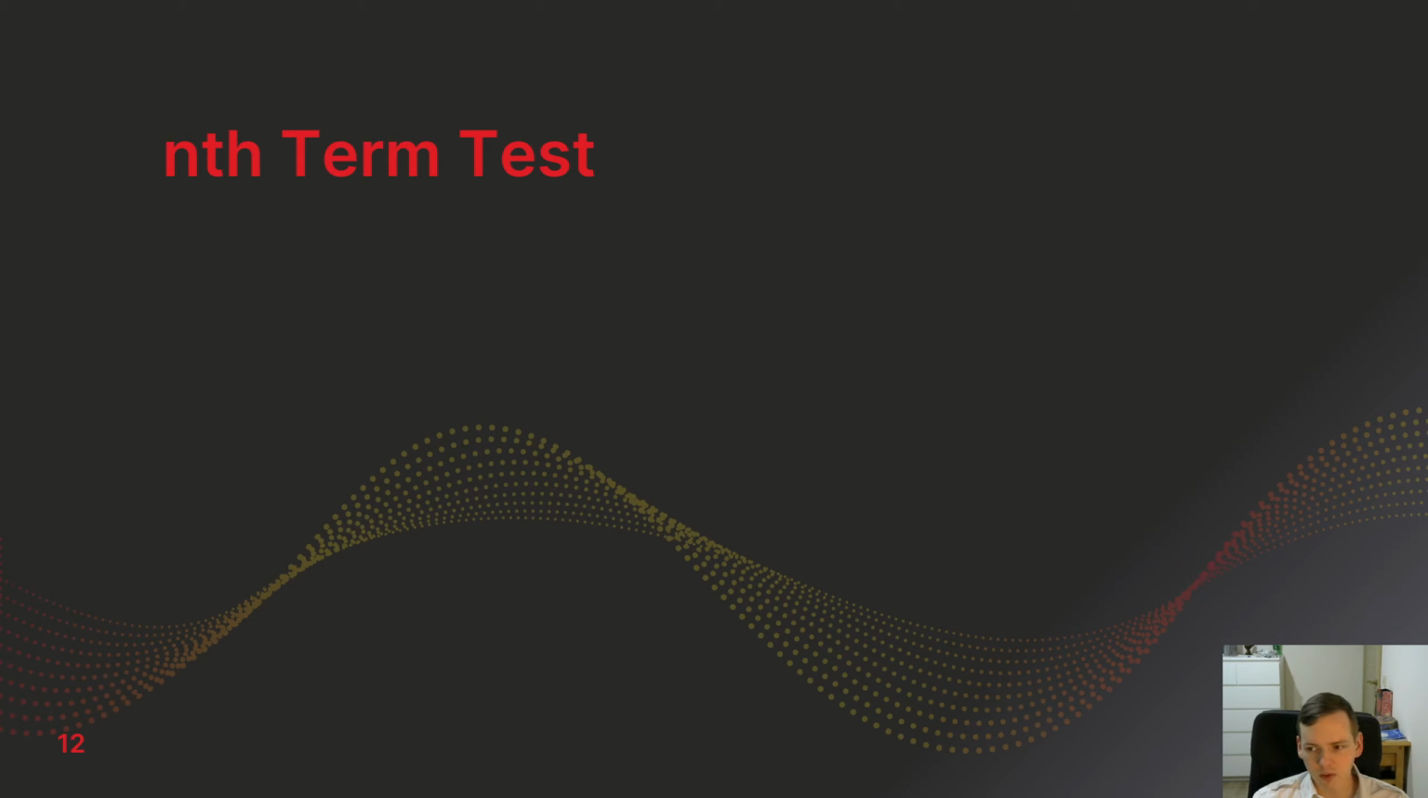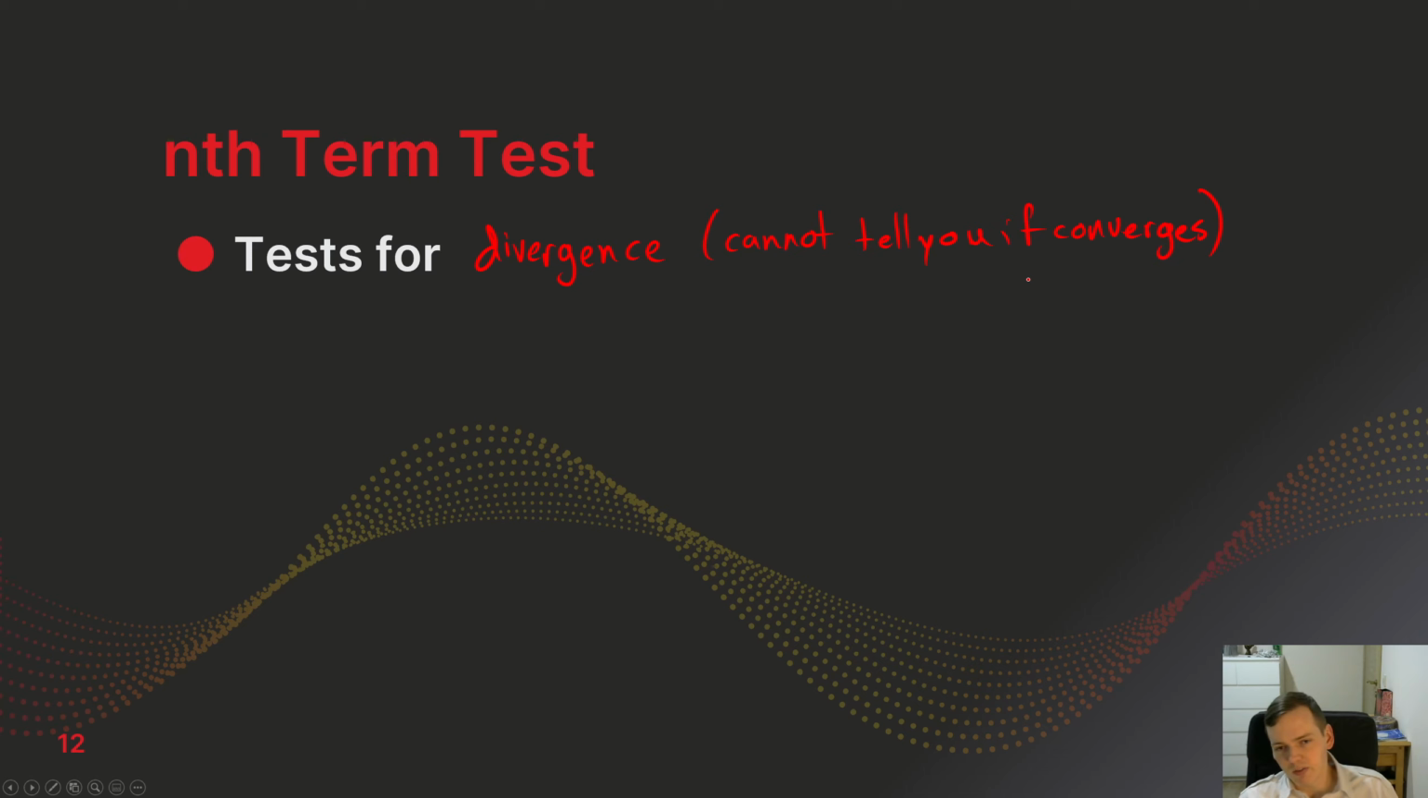So the first one that we're going to look at is the nth term test. And all of these are testing for whether something converges, diverges, both, or something like that. So the nth term test tests for divergence. In other words, it cannot tell you if something converges. This only can tell you if something diverges. It either says this diverges or we have no idea. That's basically what it's saying.